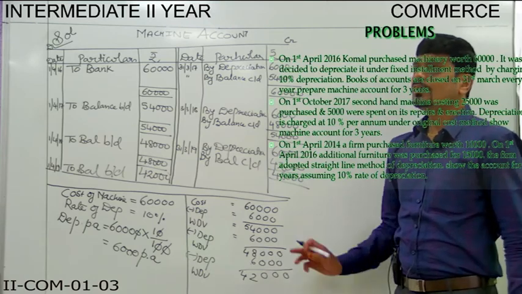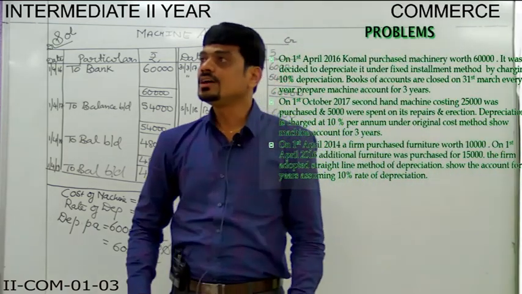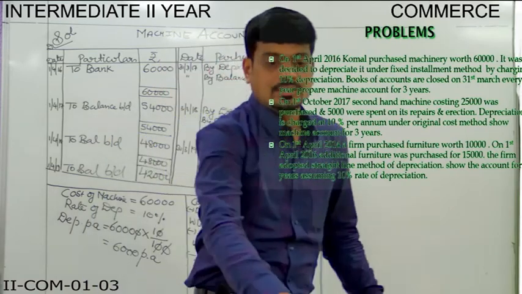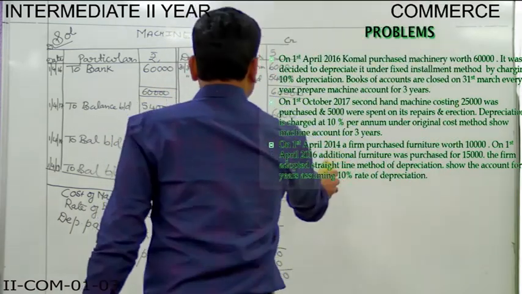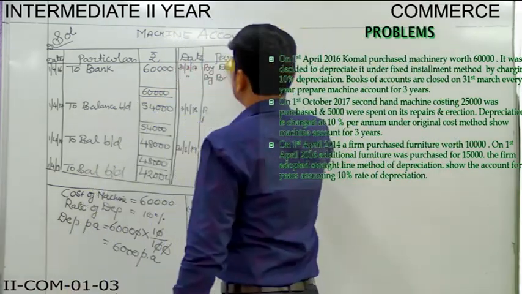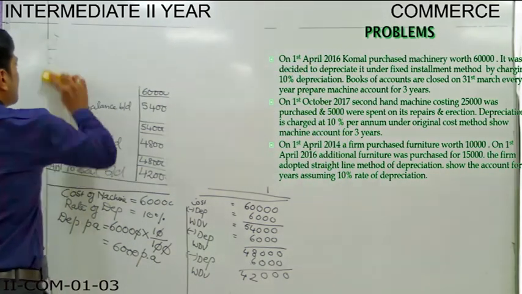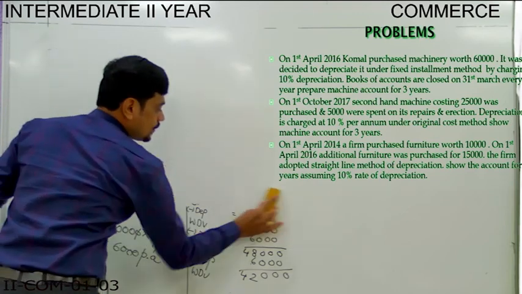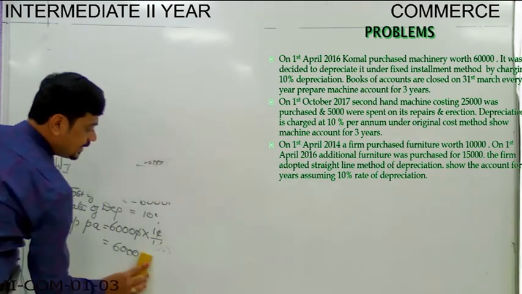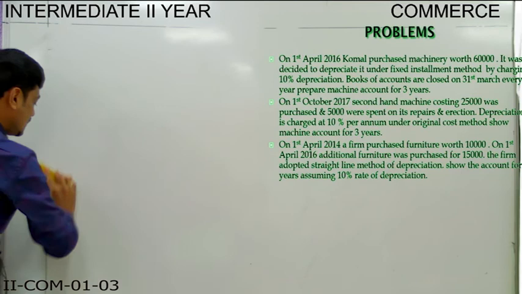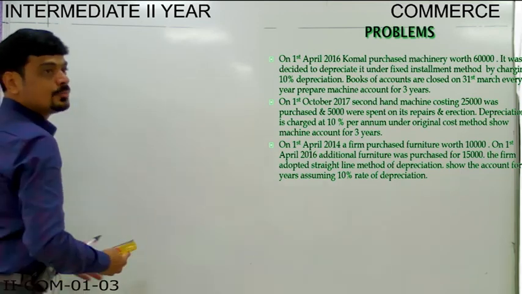Now, let us see the second question. We'll look into the second question. What is the second question given? In the second question, they gave you the machine, but they gave you a different date. That we are going to consider and solve the problem.